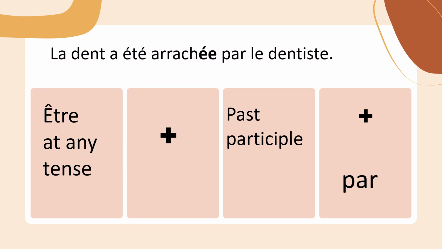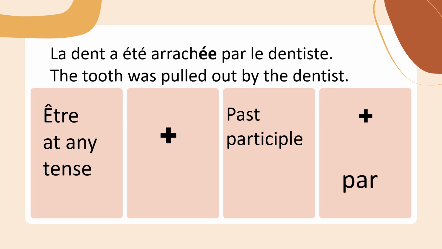So if I have la dent a été arrachée par le dentiste, it means the tooth was pulled out by the dentist. So here I have used the past tense. That's why I have a été, which is the past tense of être, and then the past participle. So I remind you as well that with the past participle, with être, you always have your agreement. So this rule still stands.